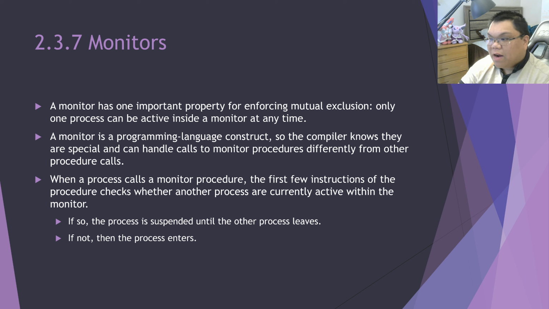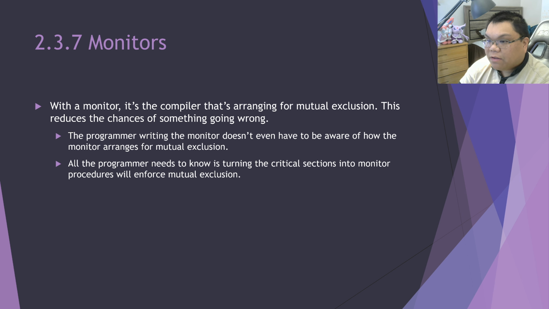When a process calls a monitor procedure, the first few instructions of that procedure check whether another process is currently active within the monitor. If so, the process is suspended until the other process leaves. And if not, then the process enters. With a monitor, it's the compiler that's arranging for mutual exclusion. This reduces the chances of something going wrong. The programmer writing the monitor doesn't even have to be aware of how the monitor arranges for mutual exclusion. All the programmer needs to know is turning the critical sections into monitor procedures will enforce mutual exclusion.